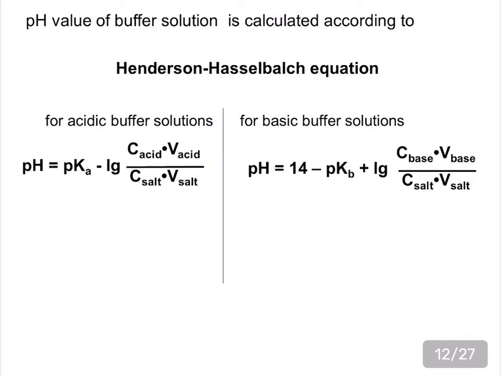When all donors and acceptors for protons in the buffer solution are involved in interaction, the hydroxide index of the buffer system changes. That's why we use the term buffer capacity.